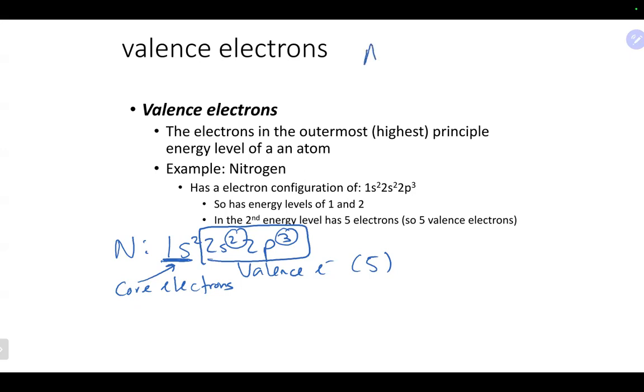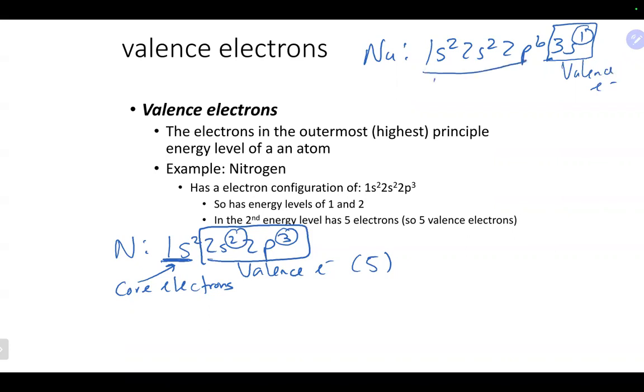We just wrote sodium's electron configuration, I believe. 1s2, 2s2, 2p6, 3s1. Highest energy level here is 3. Yes. And it has 1. So that would be the valence electron for sodium. These would then be the core electrons for sodium. You could also do it for oxygen, what we did as well. Oxygen was 8, 1s2, 2s2, 2p4. Oxygen has how many valence electrons here?